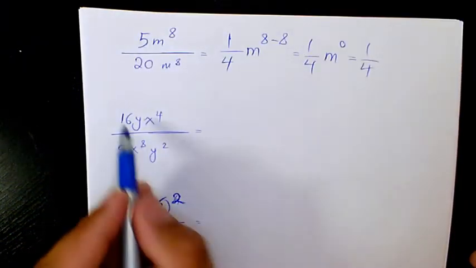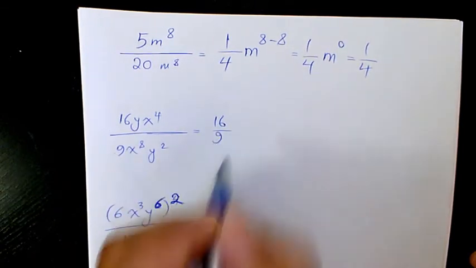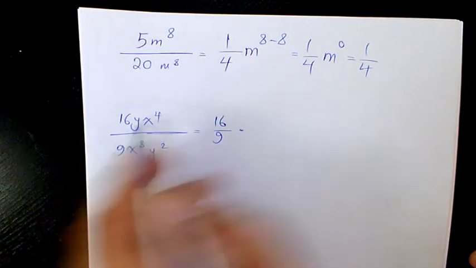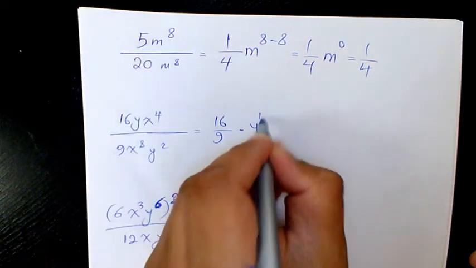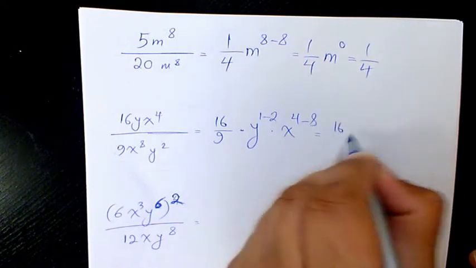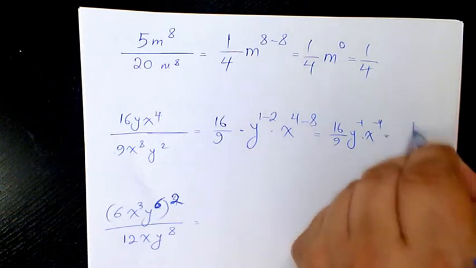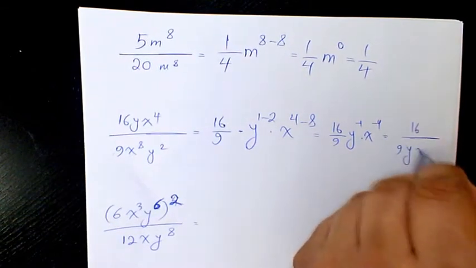Next one. 16 and 9, you cannot reduce them. y to the power of 1 minus 2, x to the power of 4 minus 8. So it's going to be 16 over 9, y to the power of negative 1, x to the power of negative 4. So it's going to be 16 over 9, y, x to the power of 4.